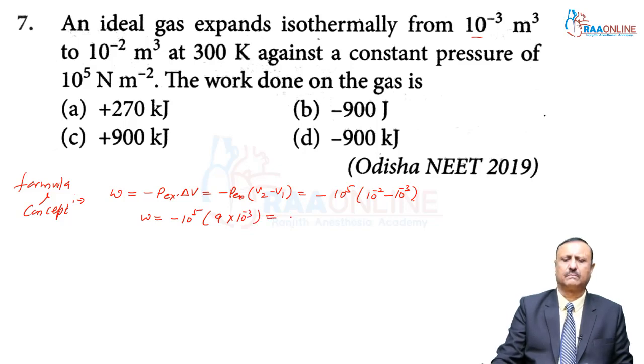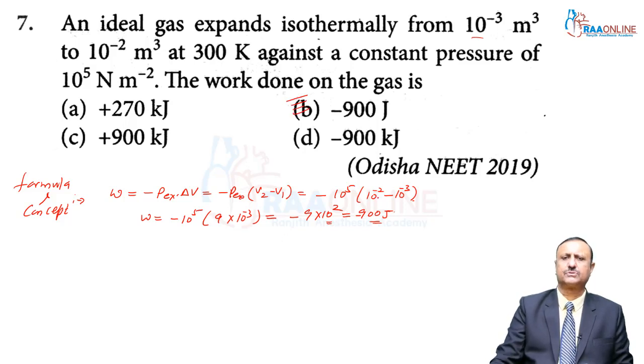So it is minus 9 into 10 to the power 2, because here minus 3 and 5, so 5 minus 3 gives 2. So you can get minus 9 into 10 to the power 2, it is Newton per meter square, and this Newton per meter square is converted into joule, and you can get 900 joule, because 1 Newton meter per square is equal to 1 joule. So here you can directly write minus 900 joule. So for question number 7, minus 900 joule is the correct answer.